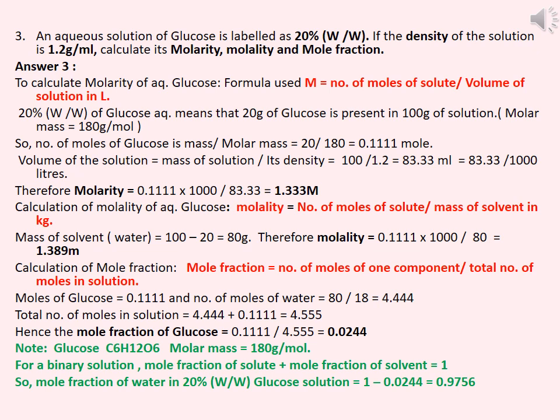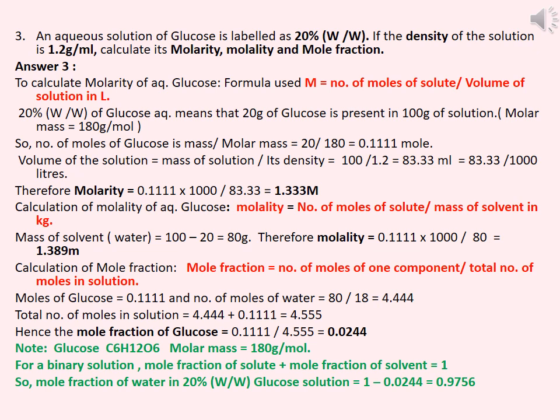Glucose is C6H12O6, so its molar mass is 180 gram per mole. Therefore, the first step would be to calculate the number of moles of glucose. To calculate the number of moles, we divide mass by molar mass. The mass of glucose given is 20, so 20 divided by its molar mass 180, which is equal to 0.1111 mole of glucose.